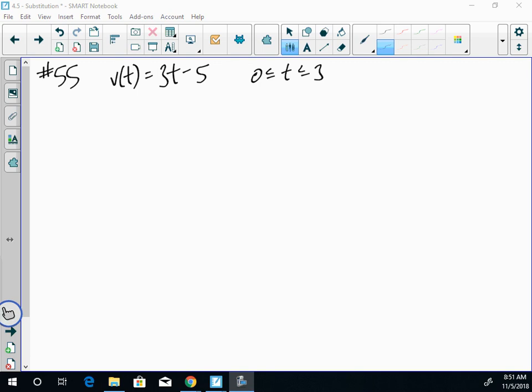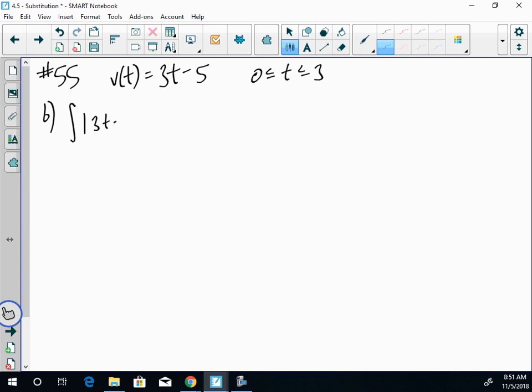Okay, so it says the velocity function is given, find the displacement and the distance traveled. And you were having trouble with distance traveled, right? So let's just do part B there. So distance traveled, what do you have to do when you do the integral here? Yeah, you have to do the absolute value of it, right?